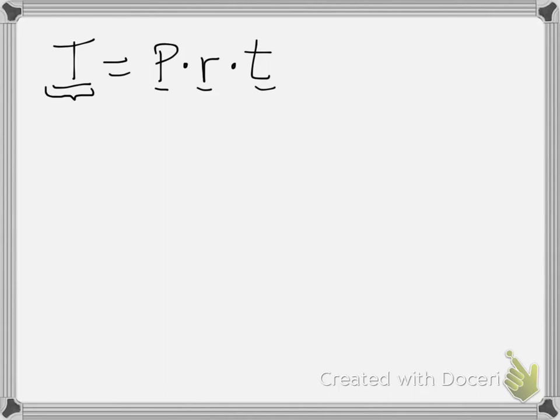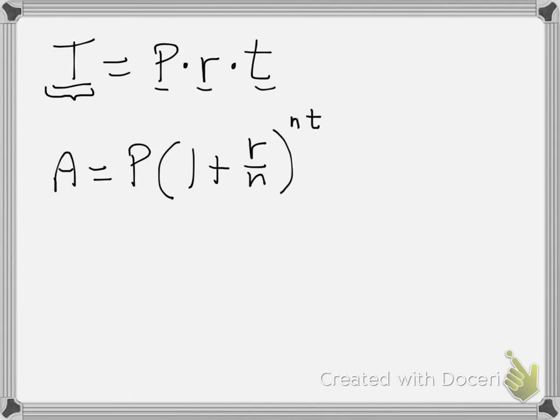Now, compound interest, we have A equals P times 1 plus R over N raised to the NT power. Now again, here A is the amount, or the value of the investment, or how much you owe on a loan. P is the principal, right? That's how much you borrowed or how much you invested.